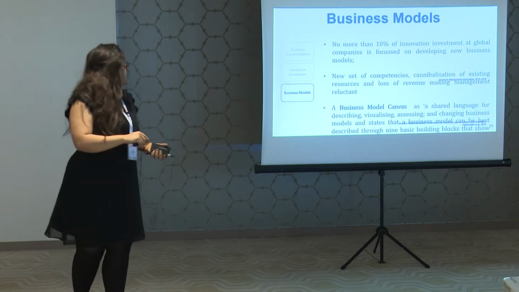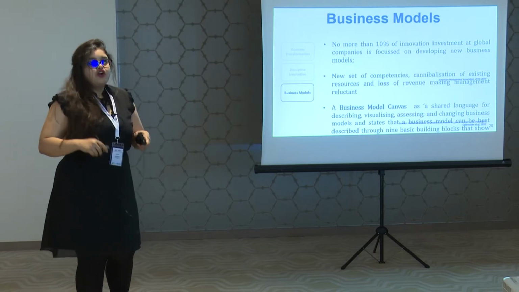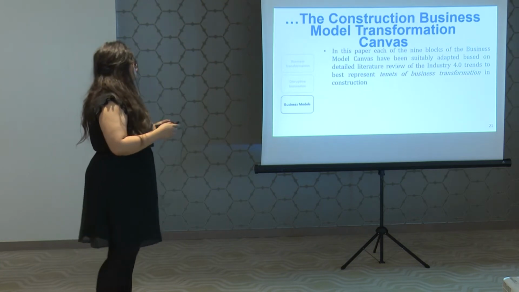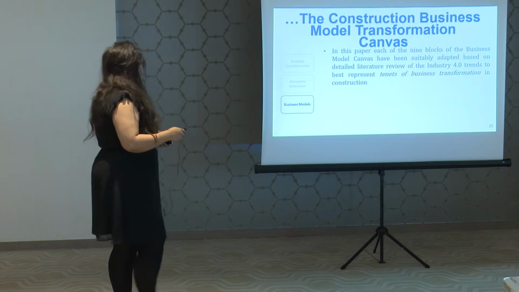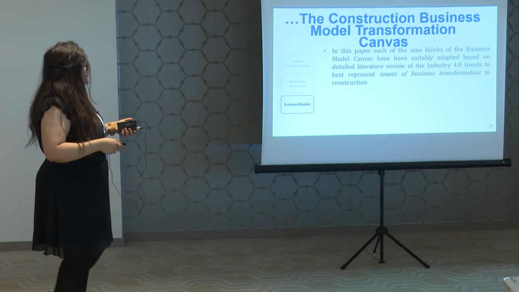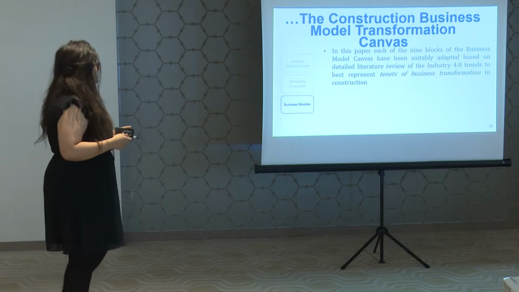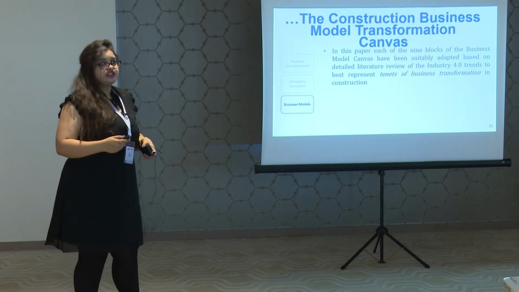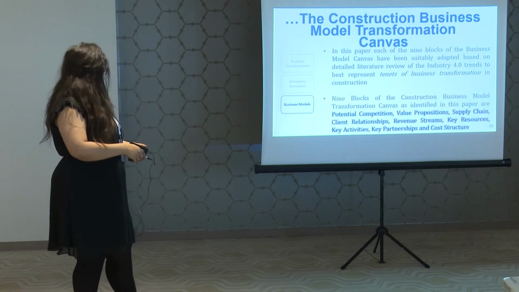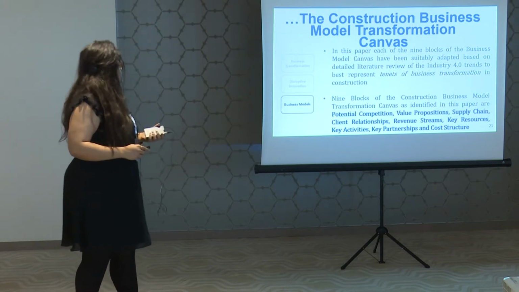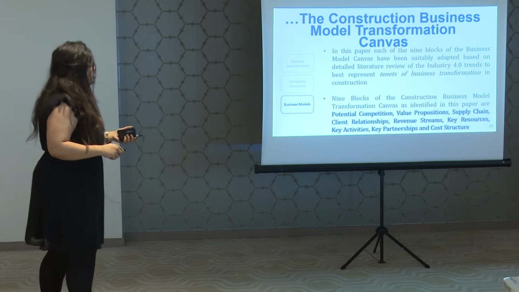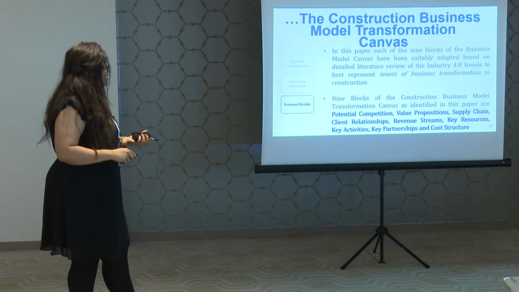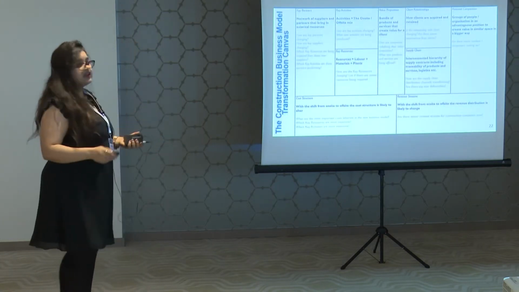This is why we have come up with a business model canvas, in terms of a construction business model transformation canvas, in this paper, which talks of the 9 blocks of a business model that can be suitably adapted based on the detailed trend analysis that we did in terms of Industry 4.0 to best represent the tenets of business transformation in construction. These 9 blocks are potential competition, value proposition, supply chain, client relationships, revenue streams, key resources, key activities, key partnerships, and cost structure, and it looks something like this.